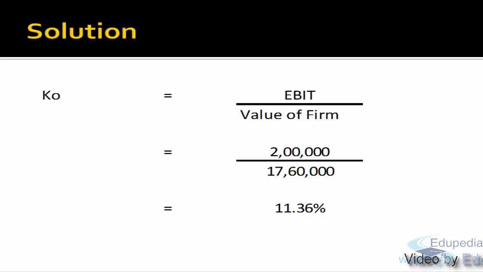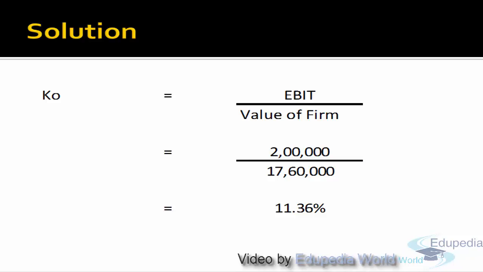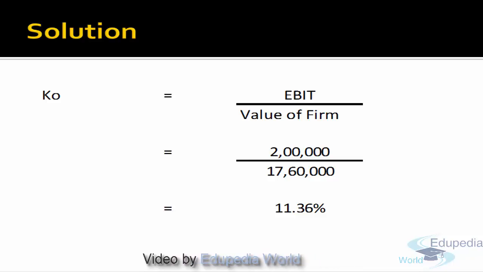This could be explained more: value of the firm is value of debt plus value of equity. So value of debt is EBIT divided by cost of debt, and value of equity is EBIT less interest divided by KE. So value of firm is equal to EBIT by KO, because that is how we compute the overall cost of capital. So in this case, cost of capital is 11.36%.